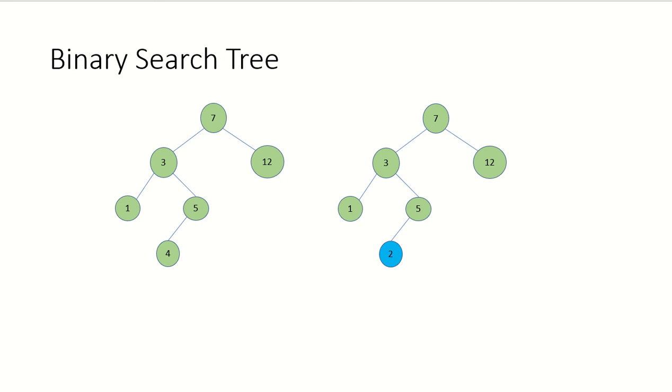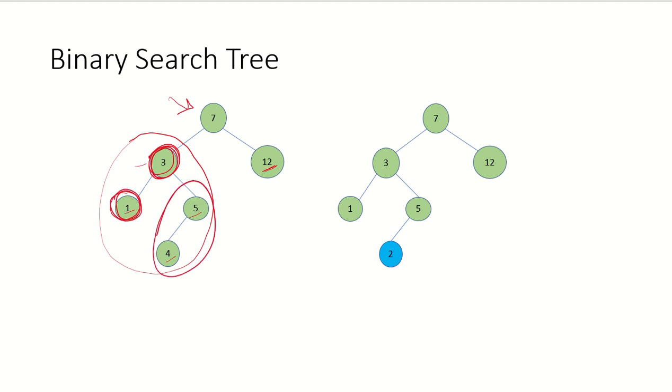Let's take more examples. Here is the root node, which has a value 7. This is the left subtree: 3, 1, 5, 4, all less than 7. The right subtree has a node with value 12, which is greater than the root node. For the node having value 3, the left subtree has values less than 3 and the right subtree has values which are greater than 3.